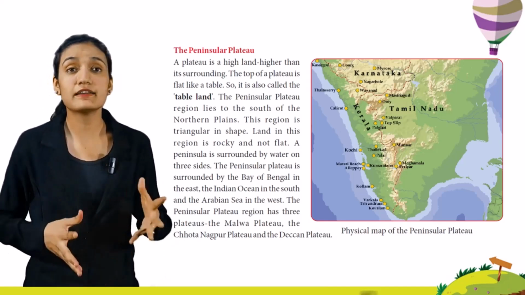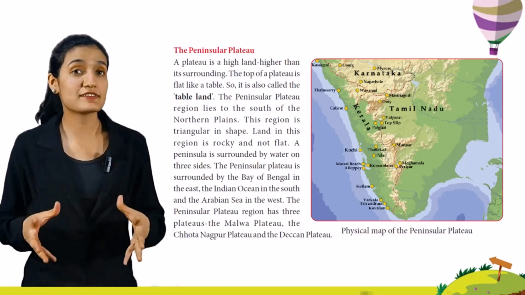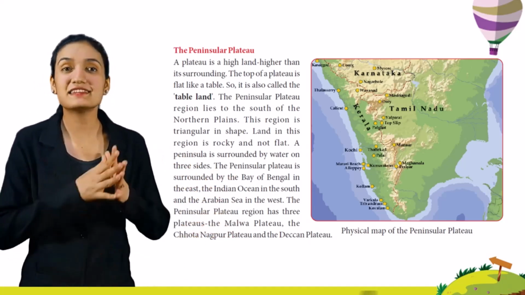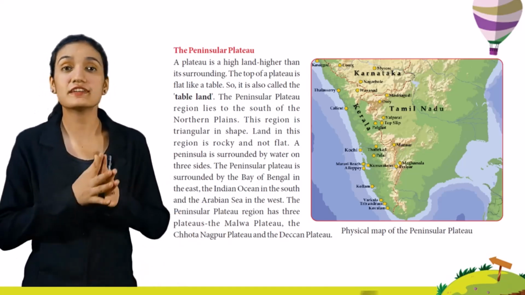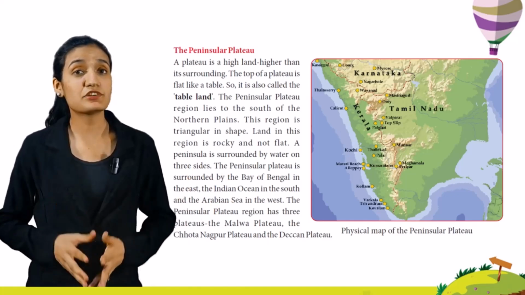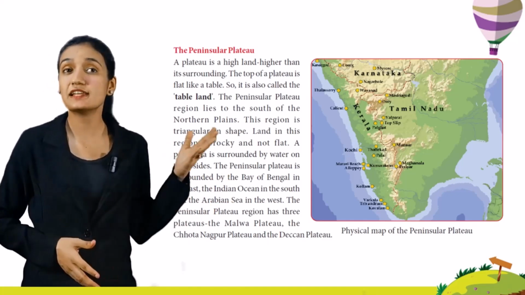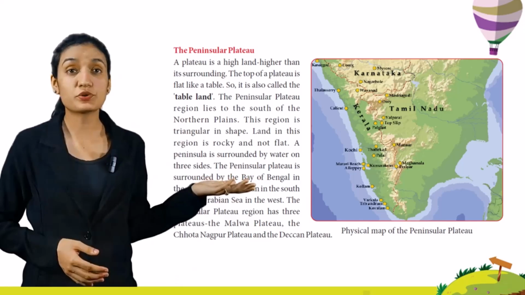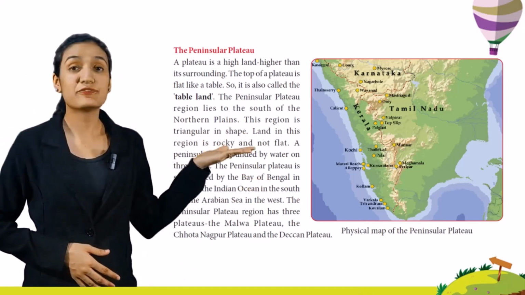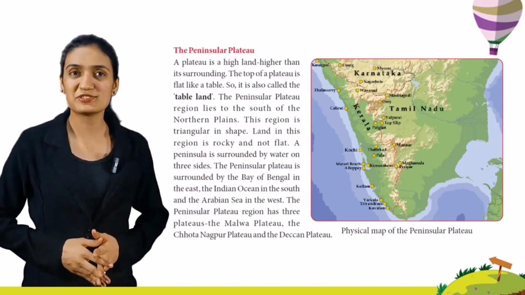A peninsula is surrounded by water on three sides. The peninsular plateau is surrounded by the Bay of Bengal in the east, the Indian Ocean in the south, and the Arabian Sea in the west. The peninsular plateau region has three plateaus: the Malwa Plateau, the Chota Nagpur Plateau, and the Deccan Plateau. Here you can see the physical map of the peninsular plateau.